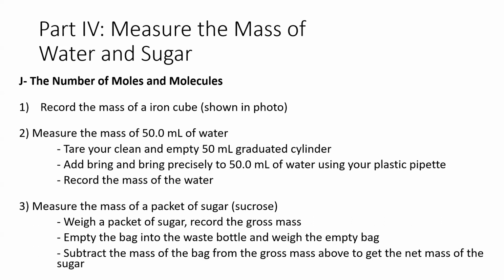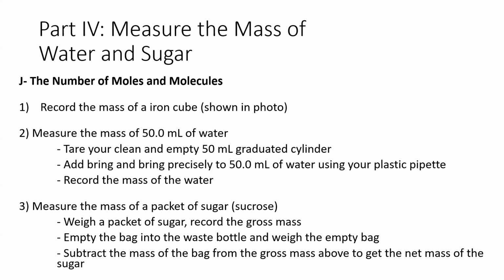Then you're going to add water to the graduated cylinder carefully, making sure not to spill any water on the outside of the graduated cylinder or on the scale. And then you're going to bring that amount of water precisely to 50.0 milliliters. Remember, the bottom of your meniscus should be exactly at the 50.0 mark on your 50 milliliter graduated cylinder.